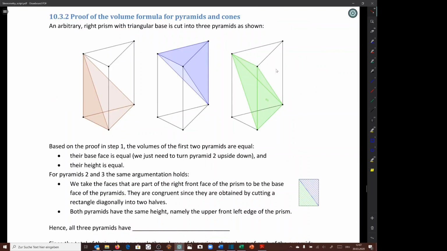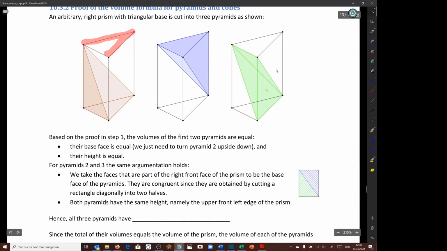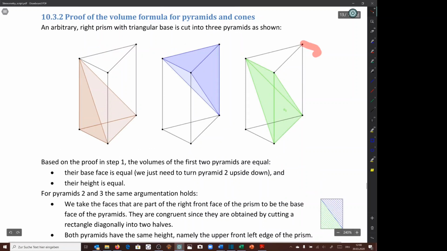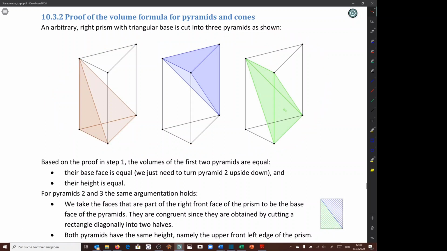Now let us prove the formula for the volume of a pyramid or cone, which states that the volume is 1/3 times G, the base face area, times H, the height of the cone or pyramid. Let us look now at a prism with a triangular base. Here. We now split the prism in 3 pyramids as shown here. And now what we want to prove is that the volume of this pyramid is the same as the volume of this pyramid and as the volume of this pyramid.